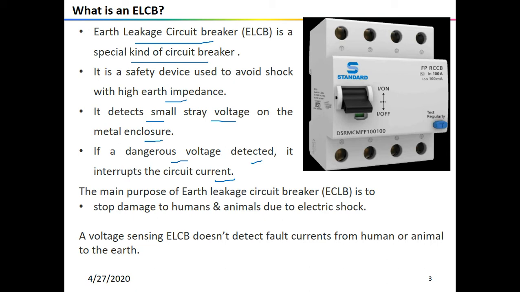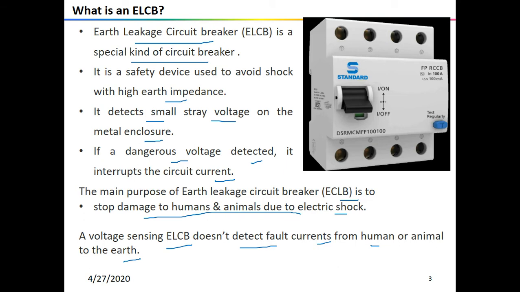Earth fault devices protect against faults that cause fire, current imbalance and other hazards in industries. The main purpose of this ELCB is to stop damage to humans and animals due to electric shock, and a voltage sensing ELCB does not detect fault current from a human or animal to earth. So we need the next part of this, that is the current ELCB.